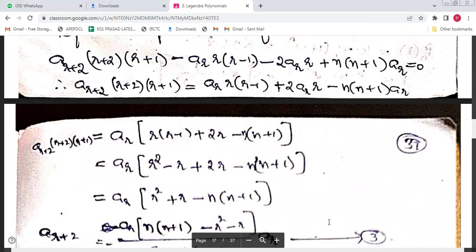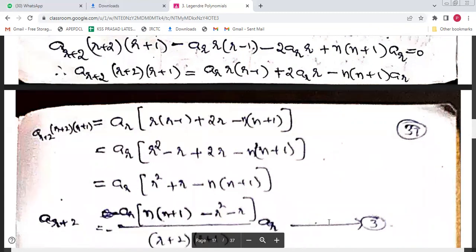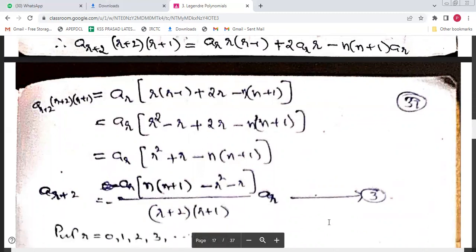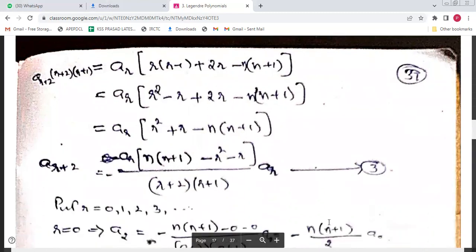Now what is a_{r+2}? a_{r+2} = a_r times [n(n+1) - r² - r] divided by (r+2)(r+1). So taking the minus sign, we get equation number 3.